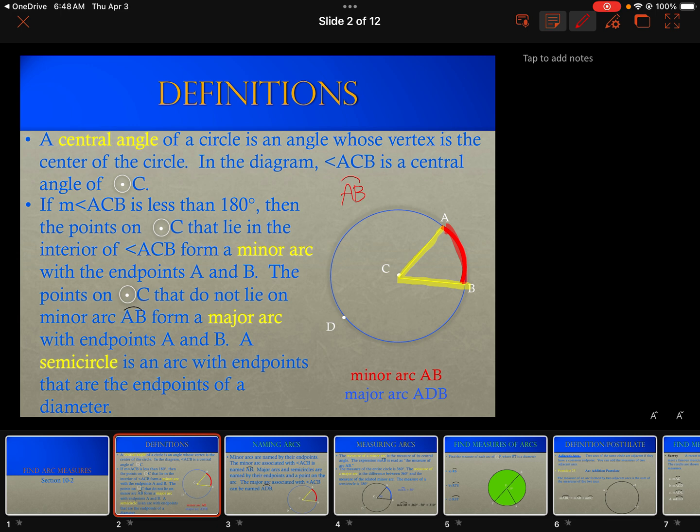The points on circle C that do not lie on that minor arc AB form what's called a major arc with the endpoints A and B. So I'll use blue for this one. This arc is going to start at A and go the other direction. It's going to go through point D, and it's going to stop at point B. That's a major arc because it's bigger than half of the circle.